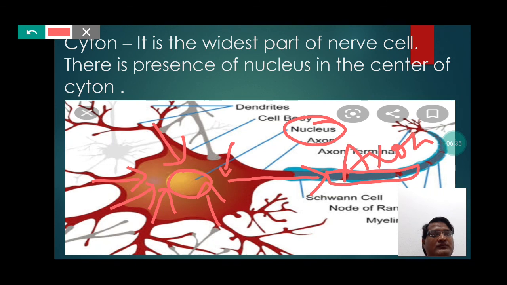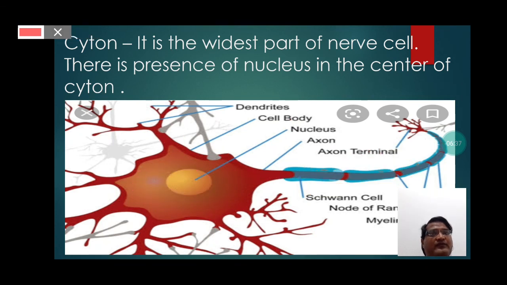So every sensory impulse or nerve impulse moves to the axon from the cyton with the help of nucleus which is present in the cyton.